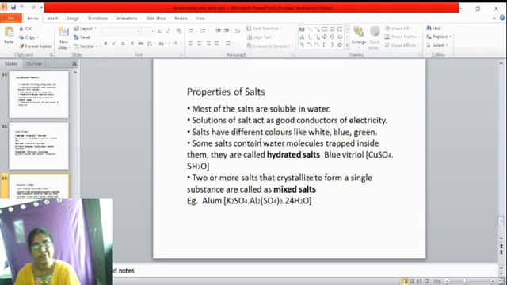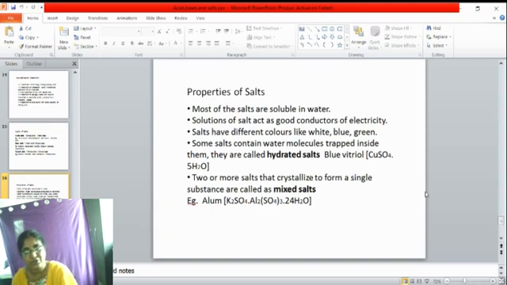Then salts have different colors like white, blue, green. Some salts contain water molecules trapped inside. So they are called hydrated salts. So when you dissolve the salt in water, these water molecules get trapped in between them. So such salts are called hydrated salts. So one such hydrated salt is nothing but copper sulfate solution.